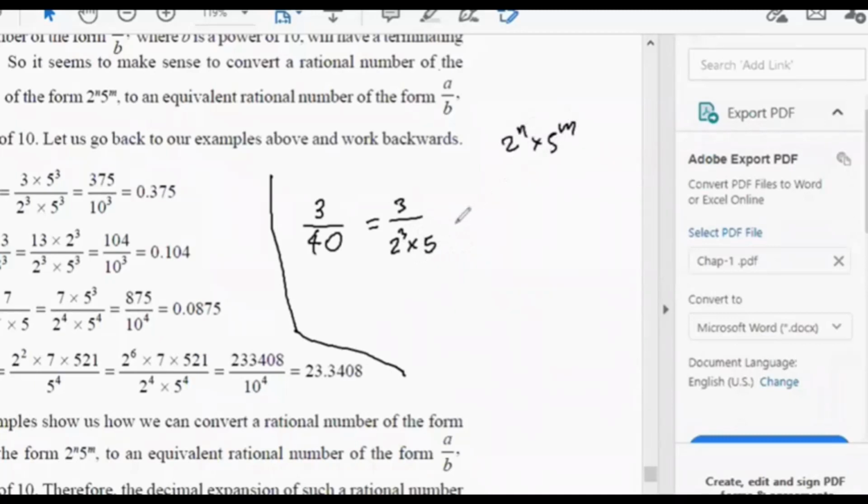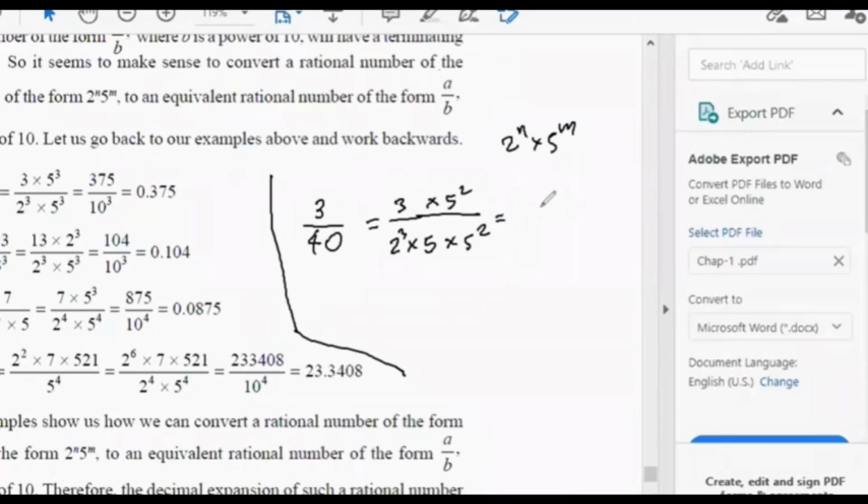If it terminates, the next question is, what is the decimal form? To write the decimal form, we want to make the denominator a power of 10. Here 2 cube into 5 is already there. If we multiply the denominator by 5 square, then 5 into 5 square will become 5 cube, so 2 cube into 5 cube will become 10 cube. To balance this, we also multiply the numerator by 5 square.